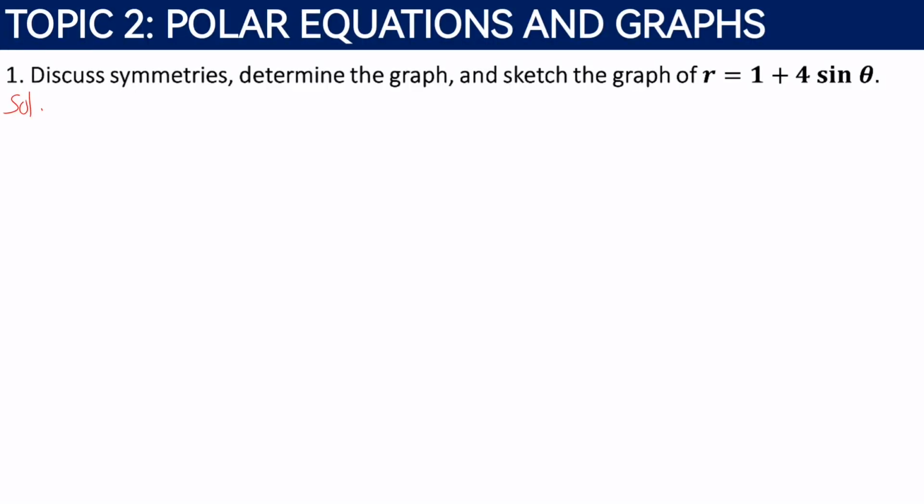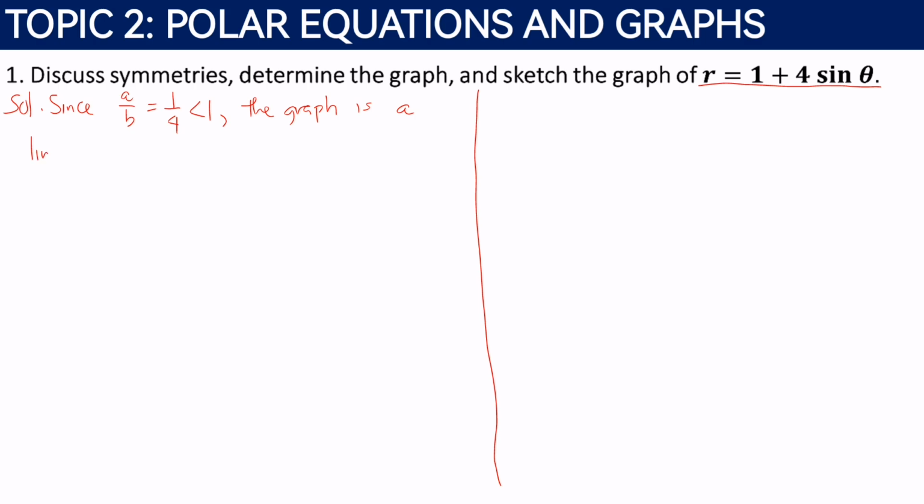Hello everyone, let's do an example on Limacon with an inner loop. As you can see, this is form 4. This is a Limacon. The graph is a Limacon. And since A over B, 1/4, is less than 1, then the graph is a Limacon with an inner loop.